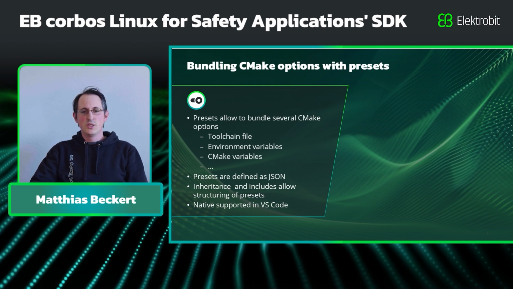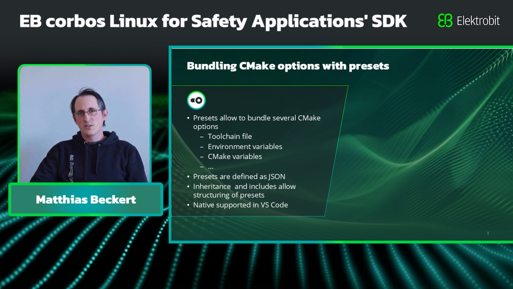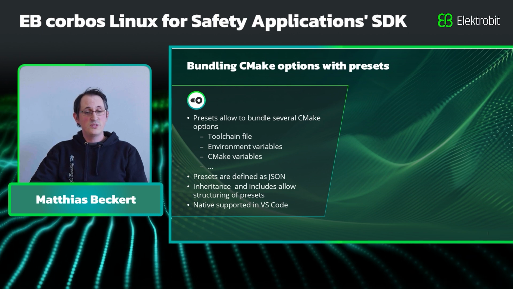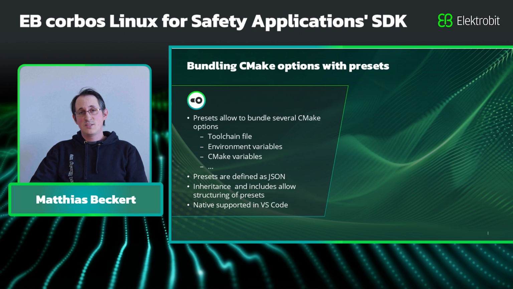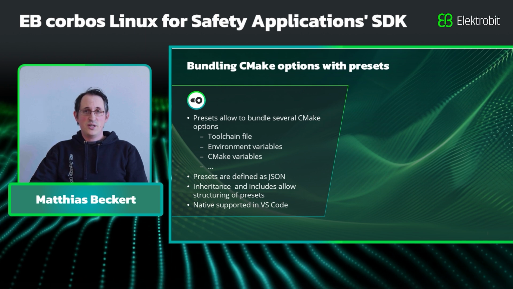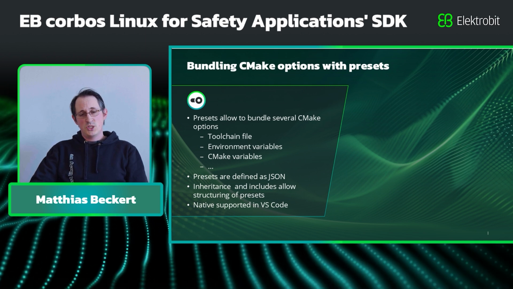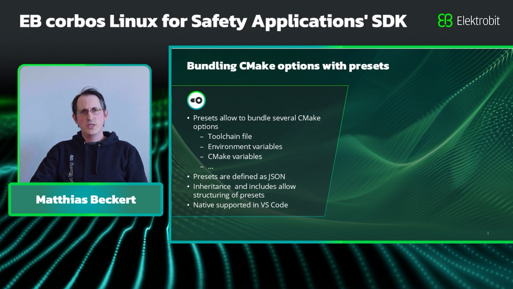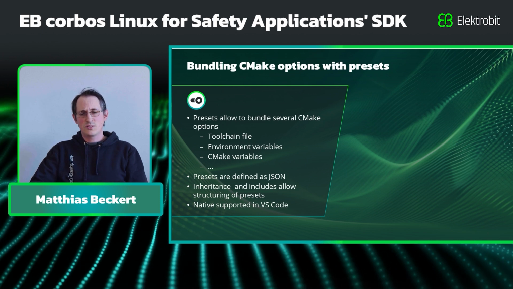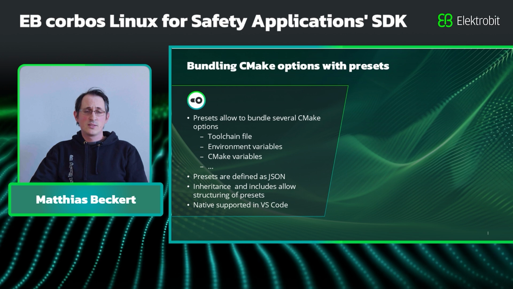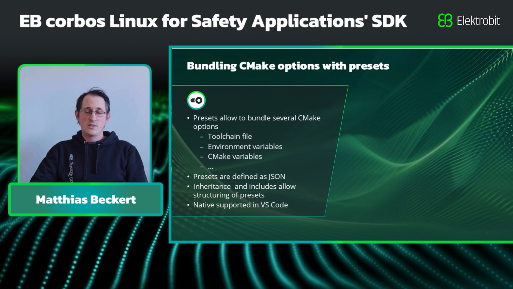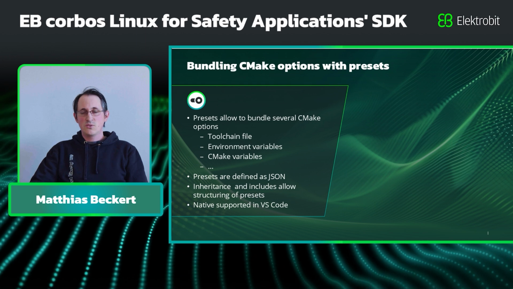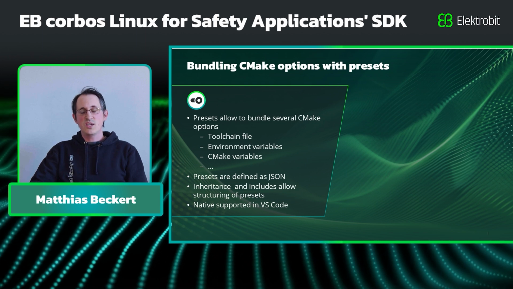Presets allow you to specify toolchain files, environment variables, or also CMake variables for a certain preset. And the presets themselves are specified in JSON format, which allows you to inherit existing presets or also include existing preset files. And on top of that, CMake is integrated very well in VS Code, so that you can really have the full experience there.